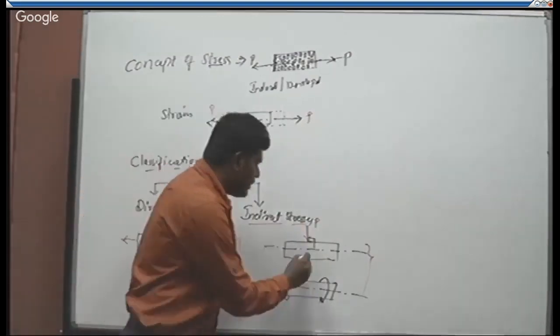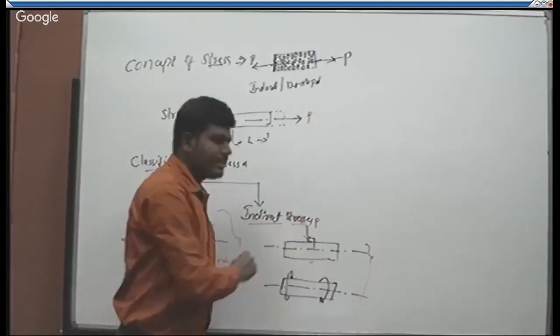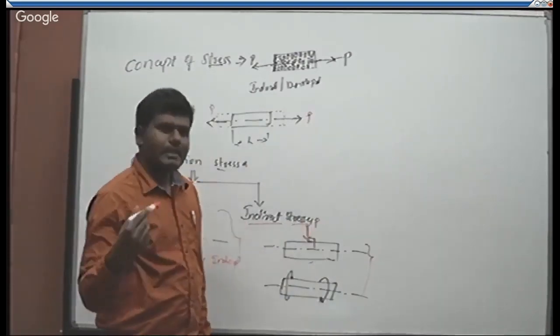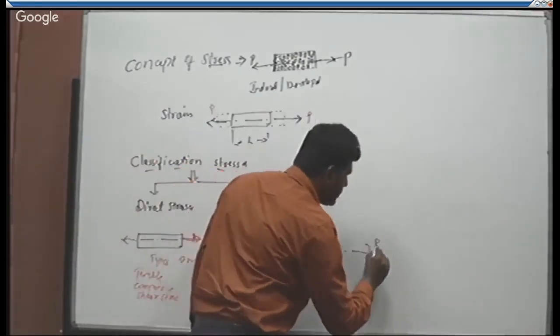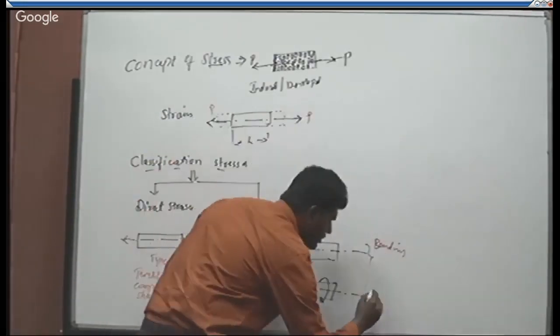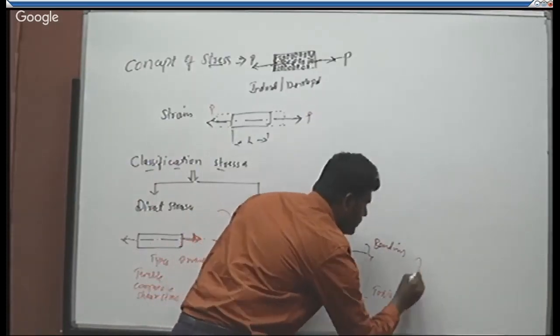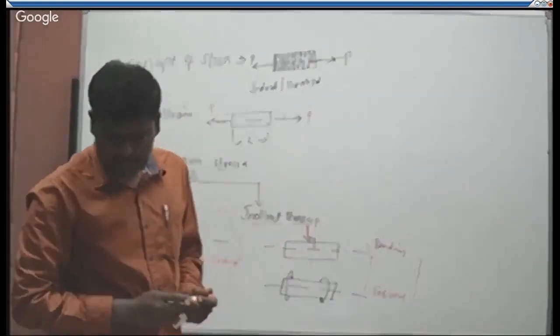So we can observe the type of stress induced due to this lateral direction of force. We'll call it this lateral direction or transverse direction of force acting. So in this case, we can see the bending stresses, and in this case, we see the torsional type of stresses. They form the basic examples for indirect stresses.